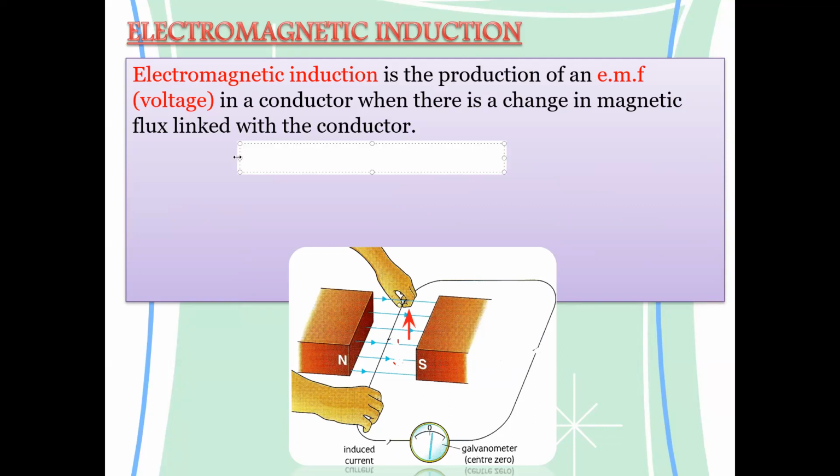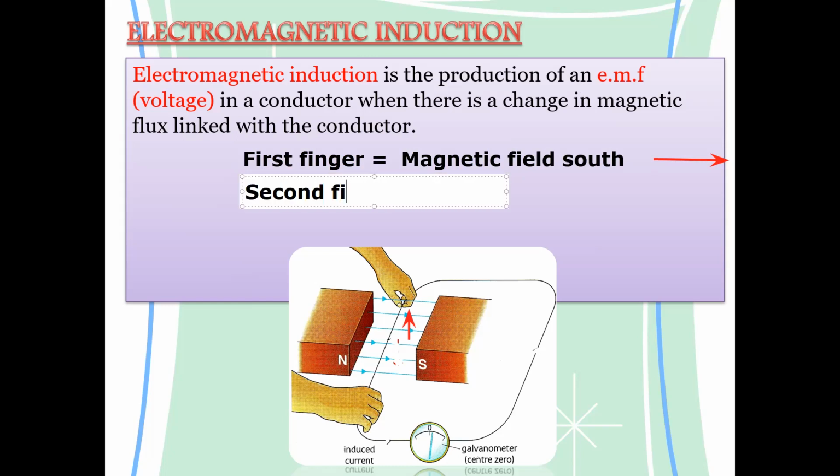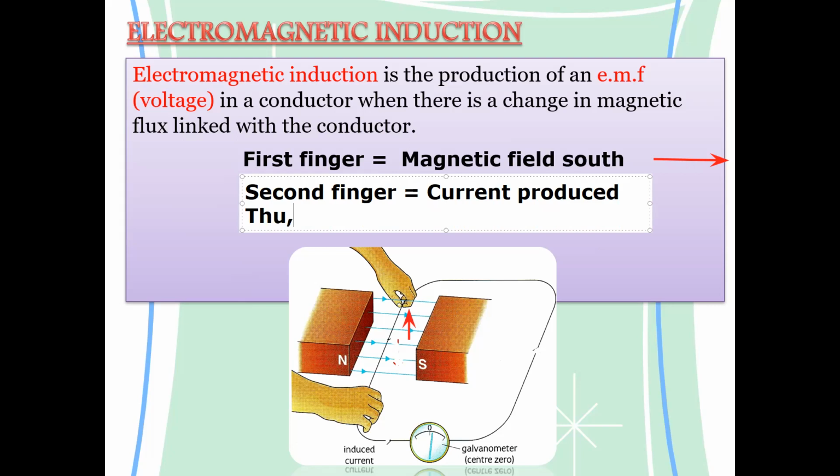So the first finger, the index finger, points towards the south of the magnetic field. In this example, it is towards the right hand side. Now, the second finger shows the current, but we don't know the current, so we cannot align it. But we know the direction of the motion or movement. So the second finger represents the direction in which the current is induced or produced, while the thumb represents the motion or the movement of the wire.